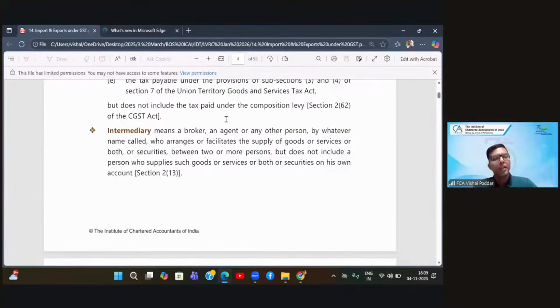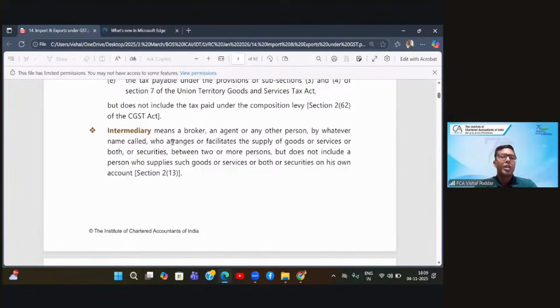Then we have a very interesting concept of intermediary, though post the amendment in the GST law, which will be brought through the upcoming budget in February, maybe this definition will not hold much relevance. It will get diluted. But until that happens, this definition has some significance in the GST law. What is the definition? Who is an intermediary? It means a broker, agent, or any other person by whatever name called. So the terminology used is irrelevant.